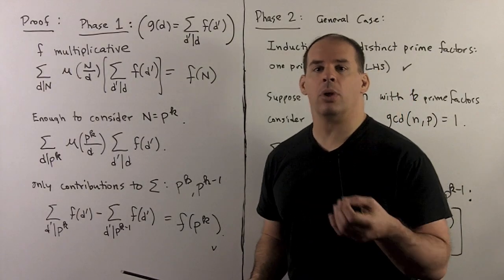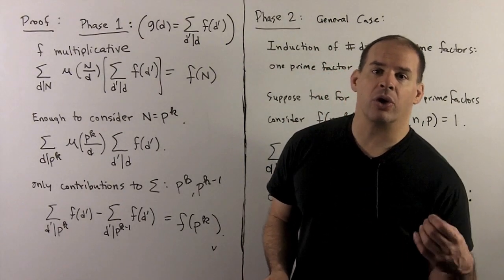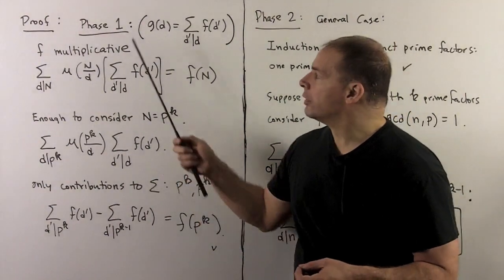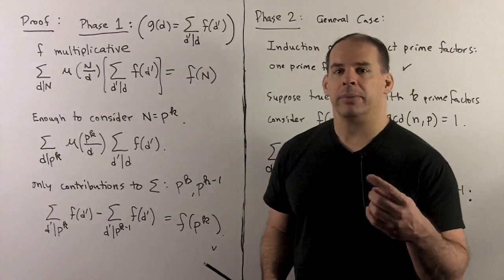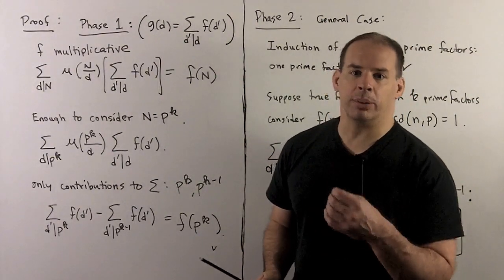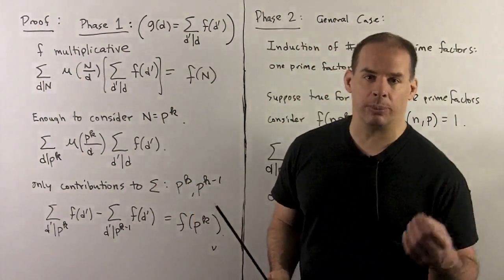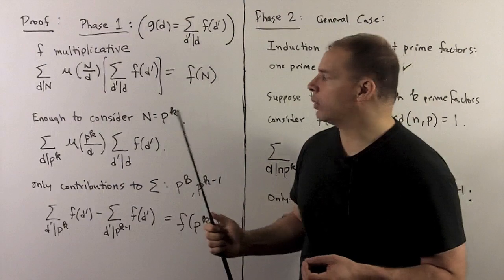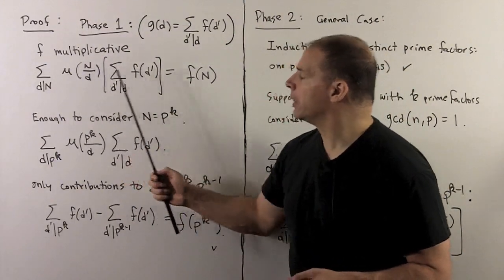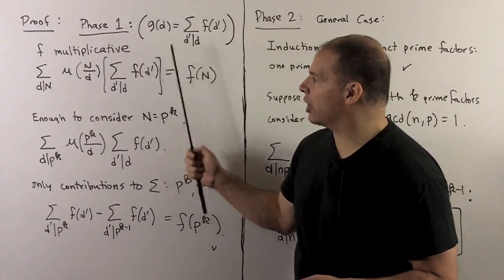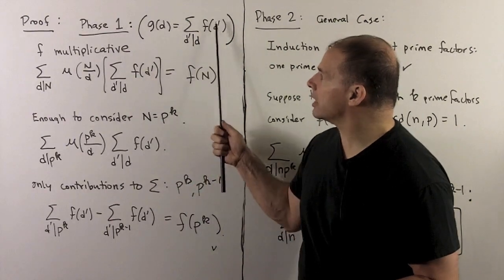Now, for the proof, we'll only show one direction, going from the left-hand side to the right-hand side. I'll leave the other direction to you. For the first phase, we assume f is multiplicative. Because all of our operations preserve the multiplicative property, it's enough just to verify our formula on n equal to a power of a prime. Now, what are we trying to show? We want to show that if I take the Dirichlet convolution of the Mobius function with the divisor sum operation on f, we get back f itself. So here, we're putting this into here.